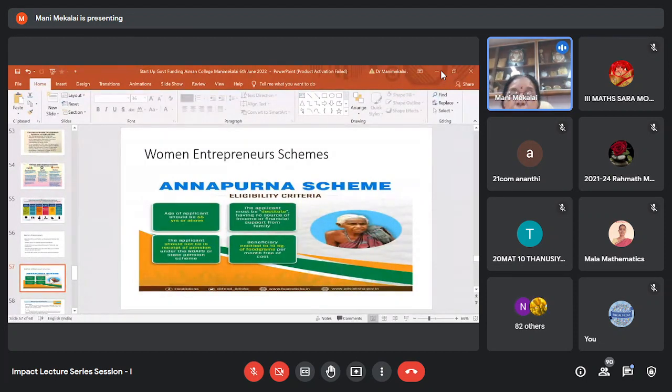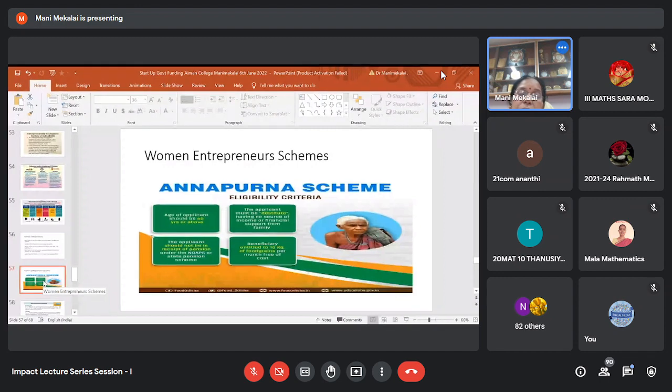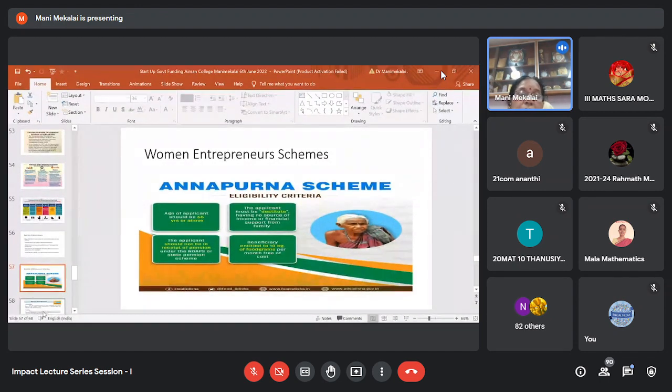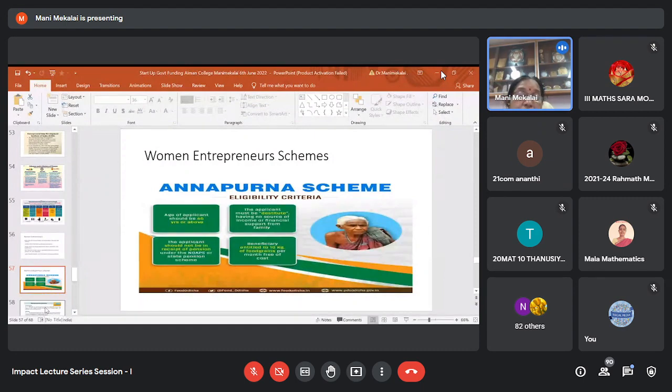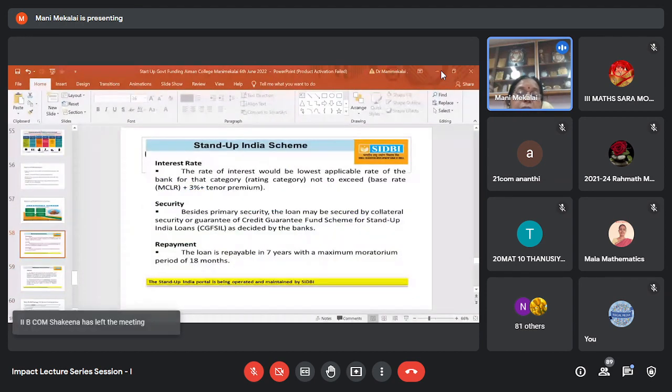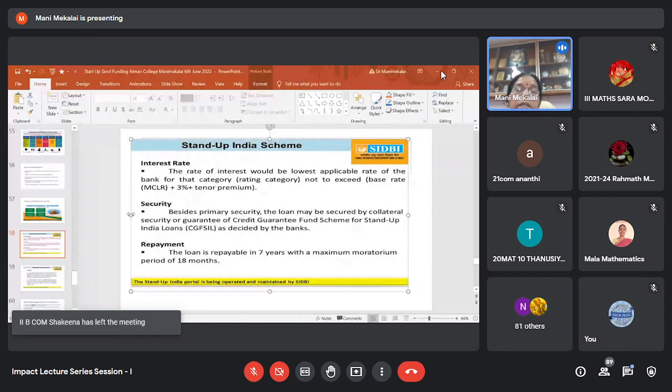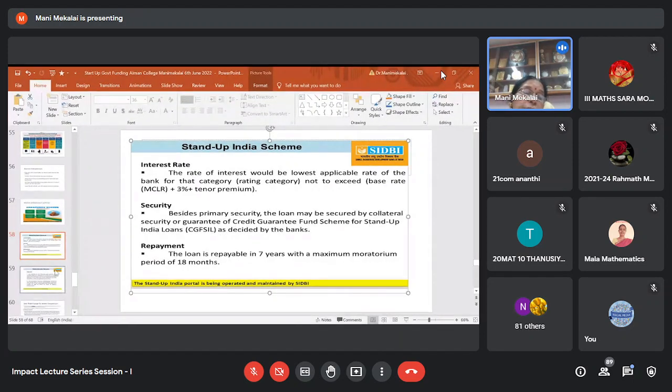So the Annapurna scheme is one. You can just go to the website and check all the requirements to avail this Annapurna scheme. And of course, the age limit is up to 65, so that is not a criterion. SIDBI also provides support in terms of security, repayment, and refinance. There is a refinance arrangement, and they will pay.